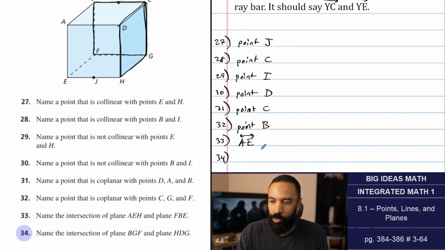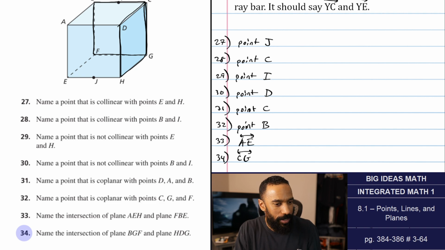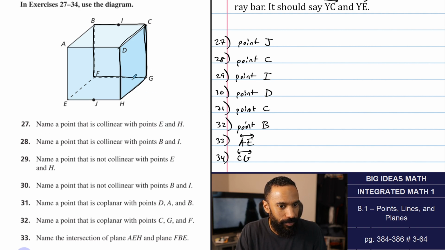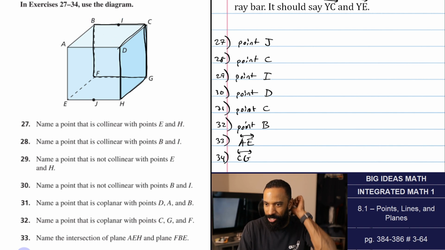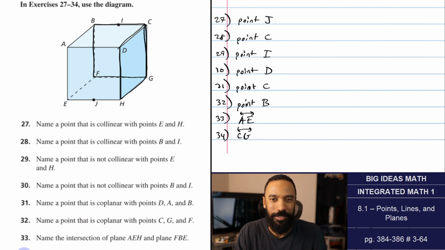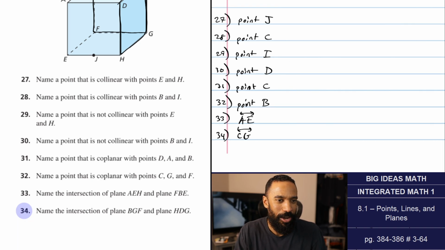So good, I think every answer was unique here. Oh no, I did use point C twice. You know what? I didn't even notice that. Is there a way I can change one of those answers here? 31, name a point that is coplanar. 28, name a point that's collinear. Oh. D, A, and B. I could have said point I for that, but then it changes that answer. I tried to make them all different, but oh well.